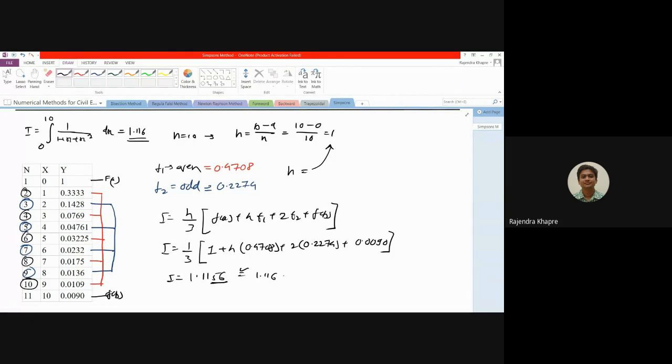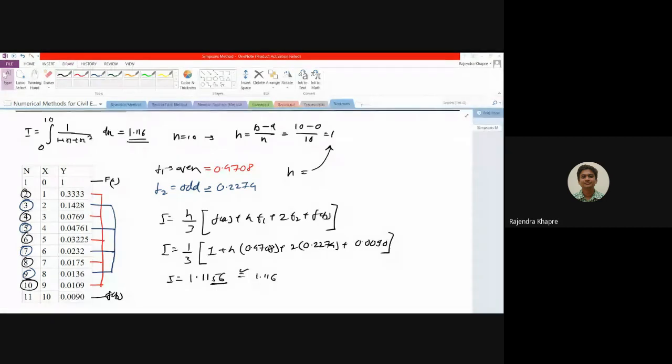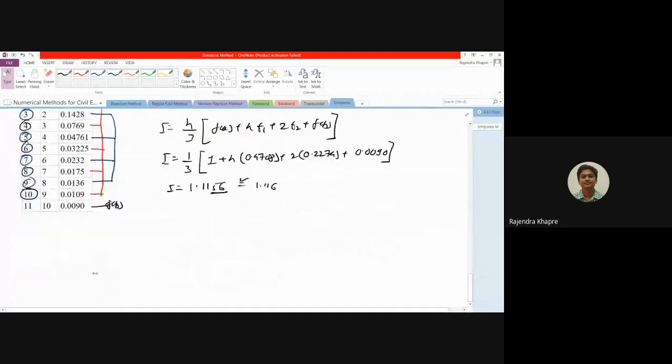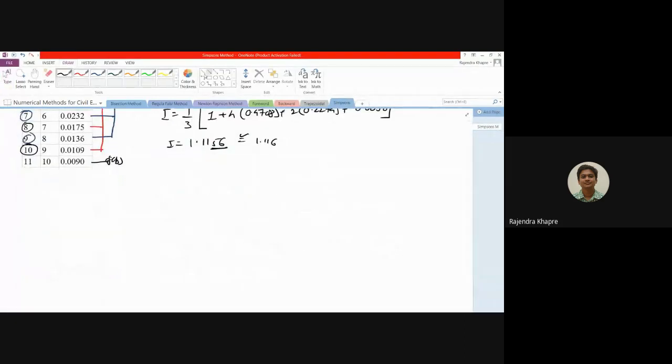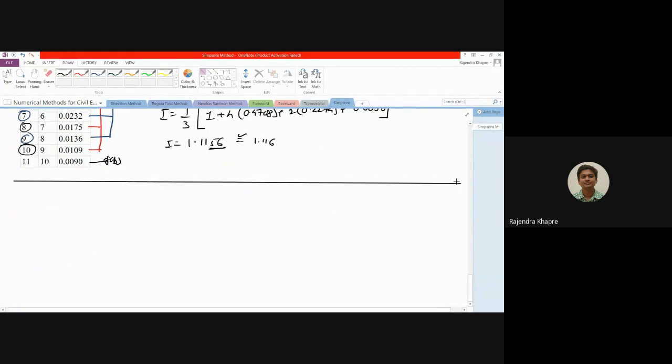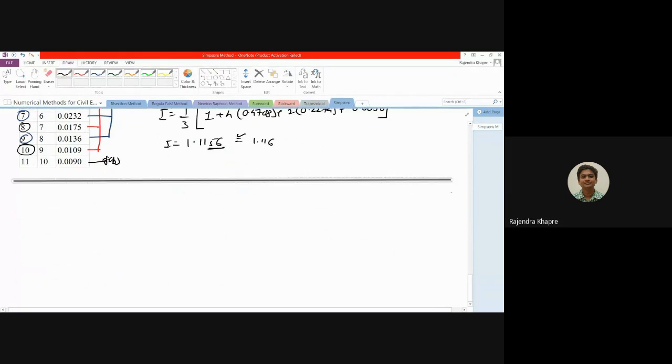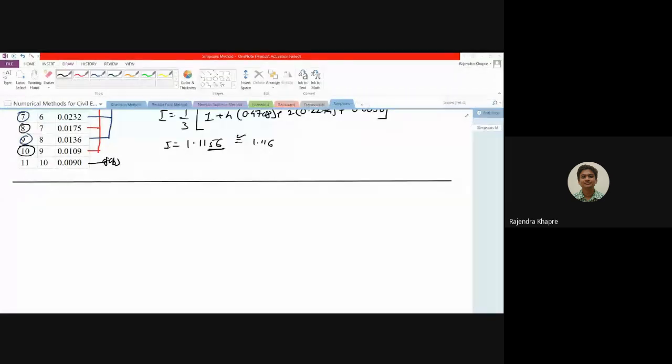Do you want one more problem? Shall I give you one more problem? Yes. Or should we stop? Give the problem. Okay, I will give you a problem, and you can practice. So the problem is like this. I will also give you the solution. Let me check whether the solution is available with me or not. If it is not there, then please try to get the solution.